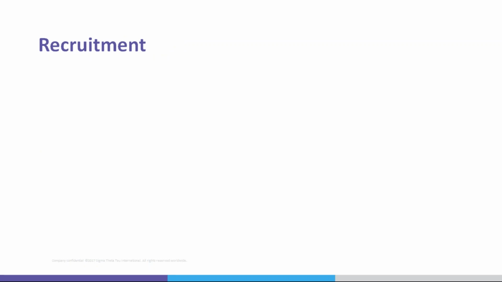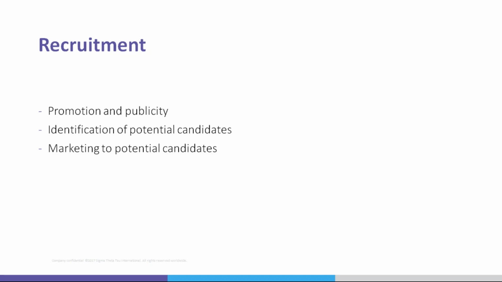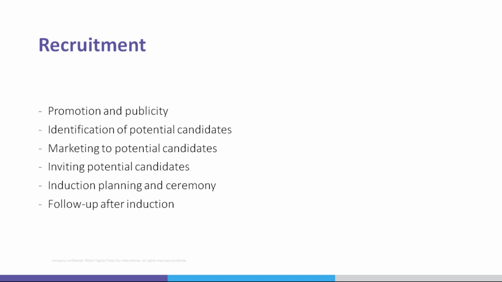Writing policies and procedures regarding your recruitment process can help to ensure that the process is uniform over each recruitment campaign. Some areas that you may choose to write a policy or procedure could include promotion and publicity, identification of potential candidates, marketing to potential candidates, inviting those candidates, induction planning and induction ceremony, and the follow-up after induction.